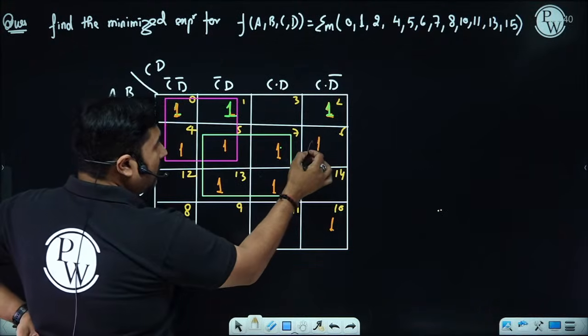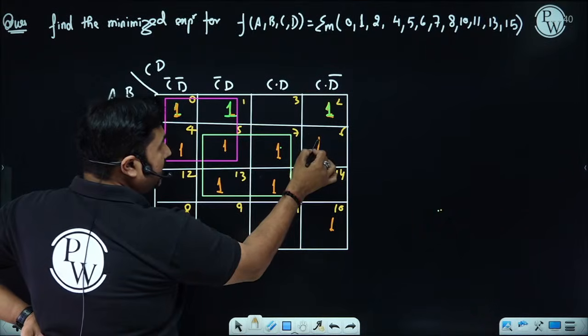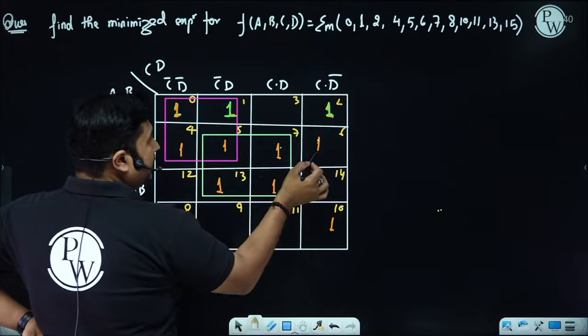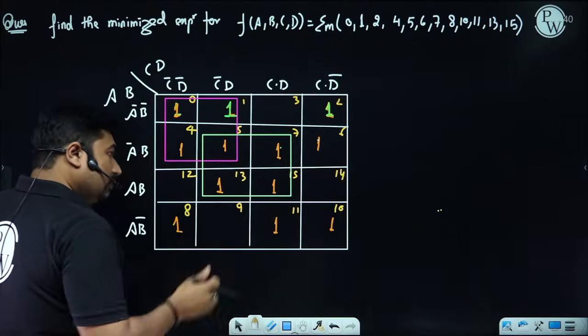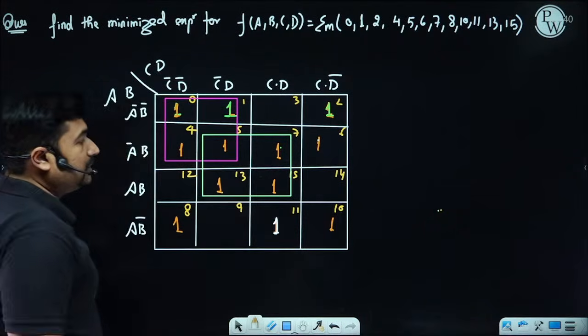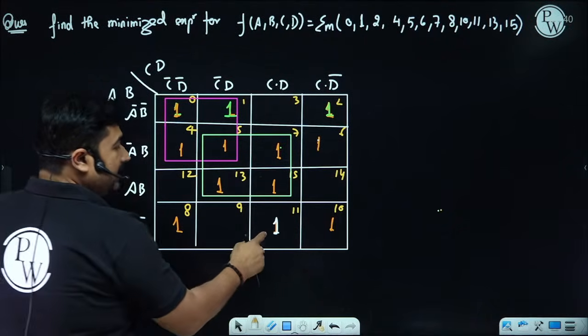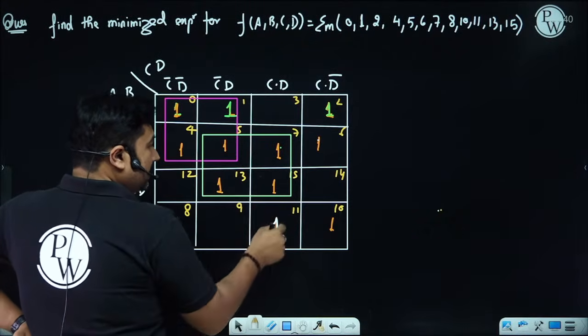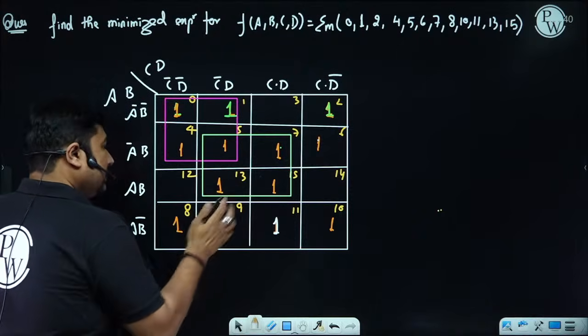How can we do the minimization of this one? There are two possibilities. Either it can be done with this chord, or with this chord. So leave it. Move to the next part. Please observe this one. How can we do the minimization of this one? This one can be minimized either with this pair or with this pair. So there are two pairs possible. Again, leave it. Come to this one.